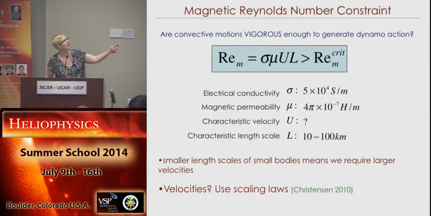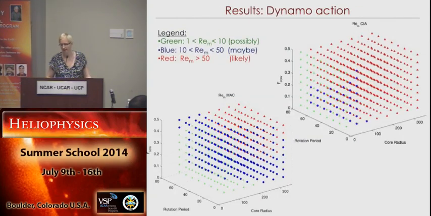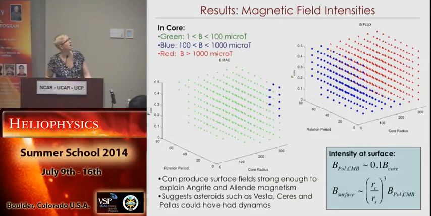Then you can do the magnetic Reynolds number criterion. Say, what are the velocities and length scales of these bodies? The hard part is the length scales again, right? These things are smaller. But if you do scaling arguments and so forth, you end up finding, and I'm going to skip the details here in the interest of time, this phase-based plot of the convective energy, rotation period, and core radius for all sorts of bodies you could have. The things that are red here are most likely to have had dynamo-generated fields that could explain this magnetism.